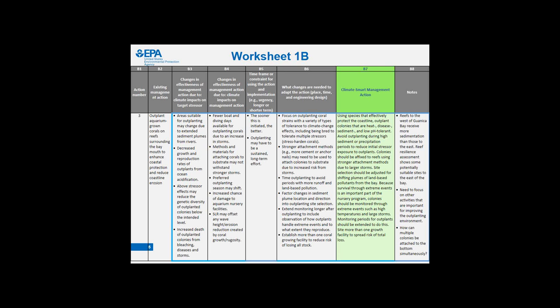Colonies should be affixed to reefs using stronger attachment methods due to larger storms. Site selection should be adjusted for shifting plumes of land-based pollutants from the bay. Because survival through extreme events is an important part of the nursery program, colonies should be monitored through extreme events such as high temperatures and large storms. And monitoring periods for outplants should be extended to determine if they are surviving through these stressful events. And more than one growth facility should be sited and established to spread the risk of total loss. So that is our more climate smart action item.